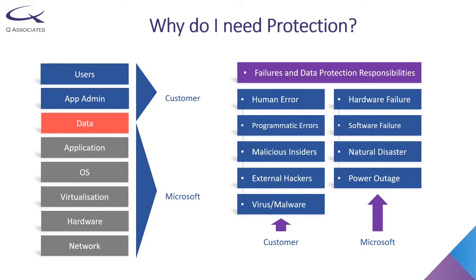If we take a look at the failures and data protection responsibilities, what the customer is trying to protect against is human error, programmatic errors, malicious insider attacks, external hackers, and virus and malware. And then from Microsoft's end, they're looking at the hardware failure, software failure, natural disasters, and power outages. So there's two different scenarios there for different failures that can happen, and we can see that it's a joint responsibility model between the customer and Microsoft.